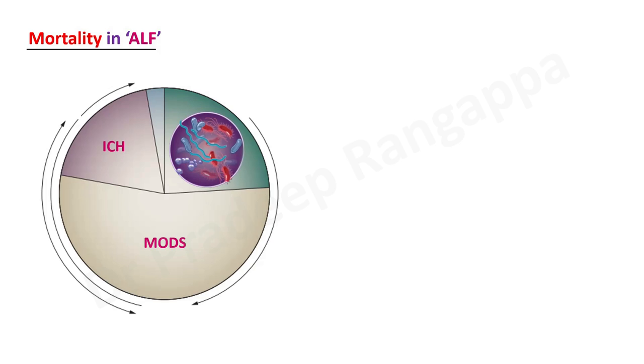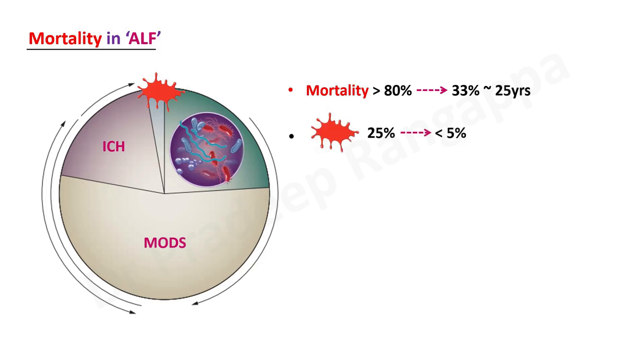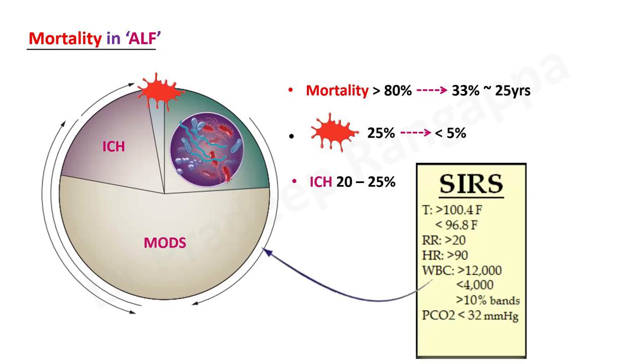Actually, if you see, bleeding as the cause of death is very small. And it has been cited even in studies that bleeding is seldom the cause of death in acute liver failure. It is shown that mortality, which was more than 80%, because of all the corrective mechanisms one puts in place, has slowly and gradually come down to around 33% in the last 25 years because of the understanding of the causes of death. And the risk of hemorrhage has come down from 25% to less than 5% by taking all these measures. And intracranial hypertension occurs in 20 to 25% of the cases of acute liver failure.